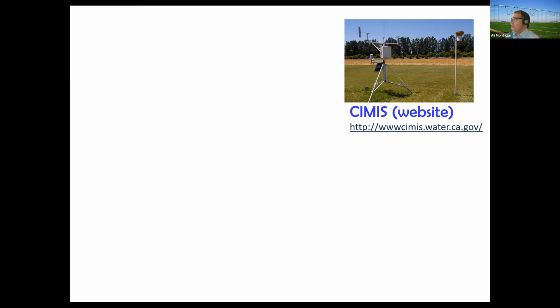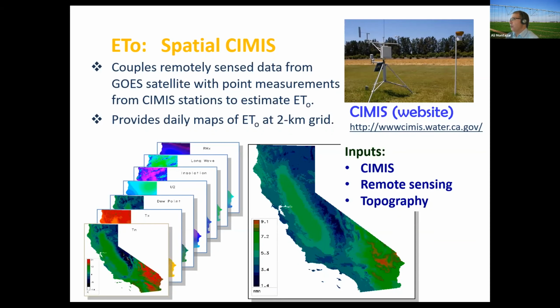As I mentioned, ETo can be obtained from a CIMIS station. We choose the closest CIMIS station to our field or orchard. But there is also another very user-friendly tool called Spatial CIMIS. If your field or orchard is far away from a CIMIS station, this is important, or you are in a hilly area, it's recommended to use Spatial CIMIS rather than CIMIS station data.